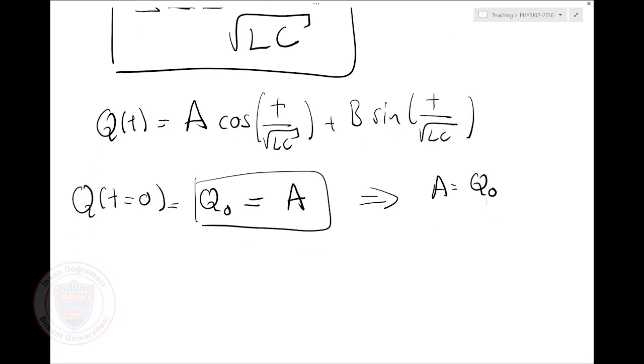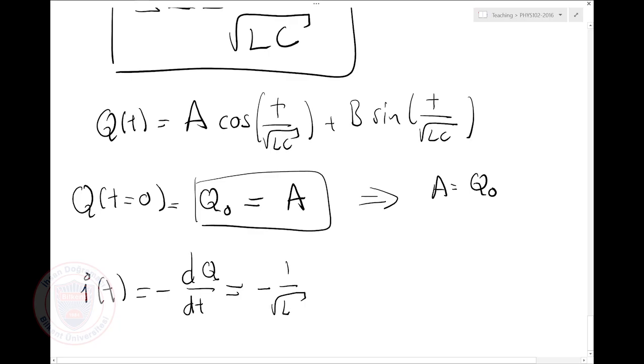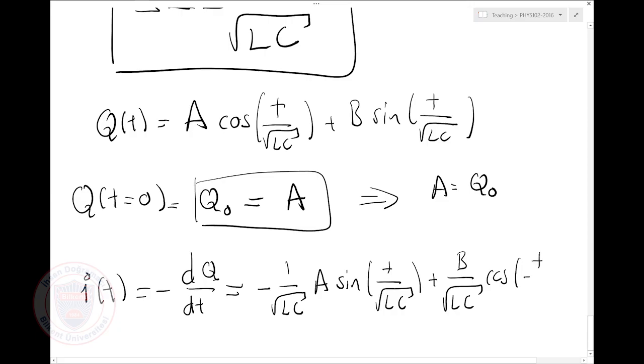Now I'll do the following. I of t we said was minus dq dt. So if I take a derivative, it's going to be minus 1 over square root of LC A sine t over square root of LC plus B over square root of LC cosine t over square root of LC.